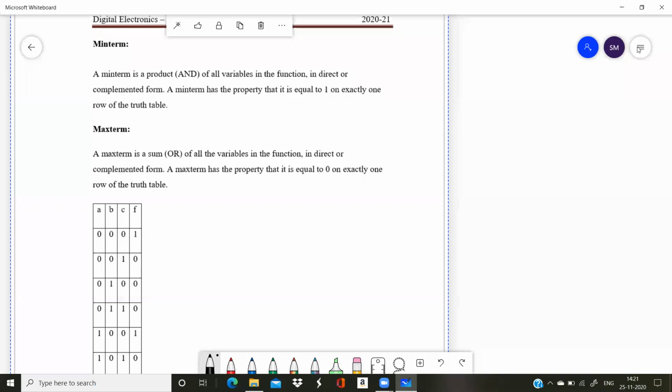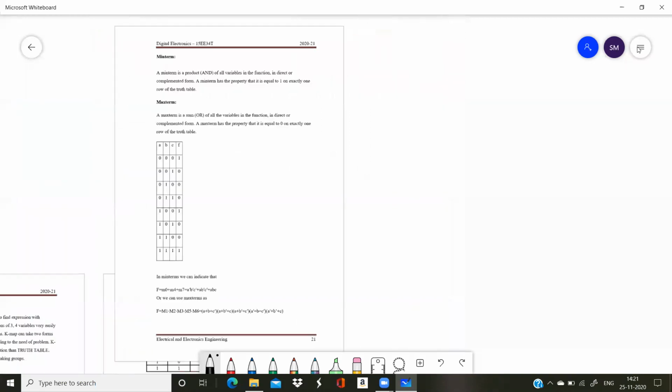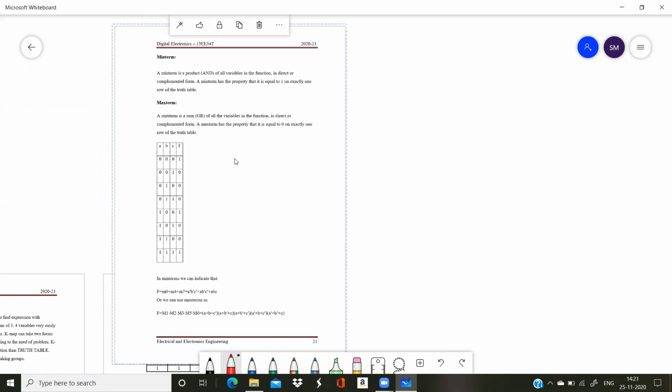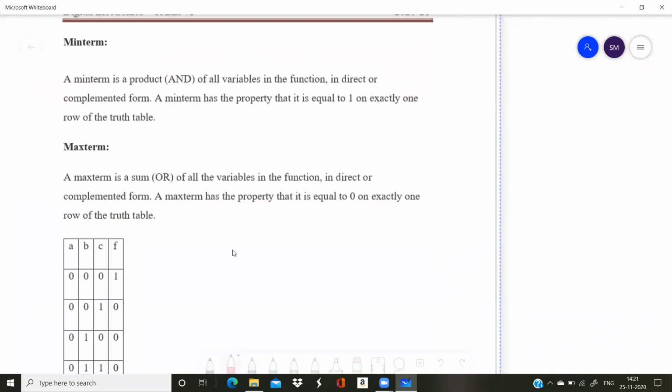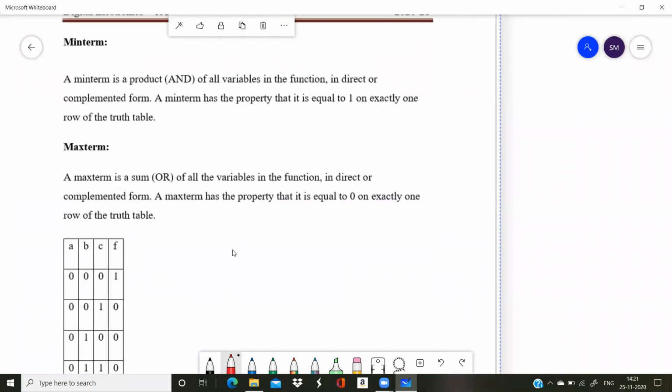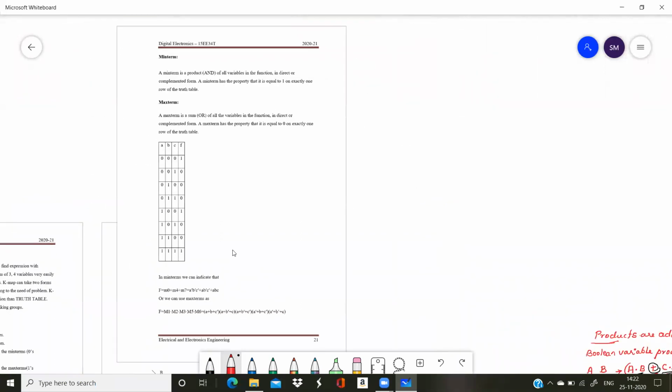Next definition is min term. Okay, let us see what is a min term. Min term, I'll write here: min term, or minimum term.